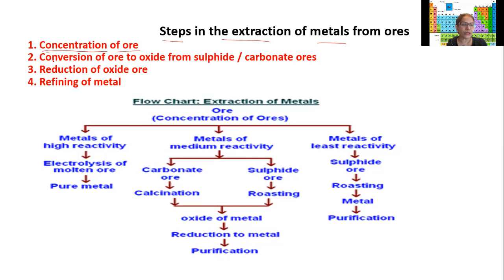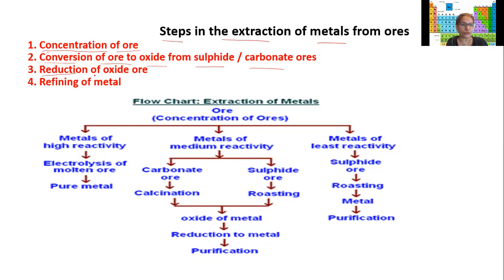Then second step would be conversion of the ore to the oxide from sulfide or carbonate ores. Now we have seen there are 4 types of ores. We had the oxide ores also. We had sulfide ores. Then we had carbonate ores and halide ores. Now here we are talking about sulfide and carbonate. Now we cannot get the metal from the sulfide or carbonate ores easily. So what is to be done? They need to be converted into their oxide ores, okay, before we get the metal.